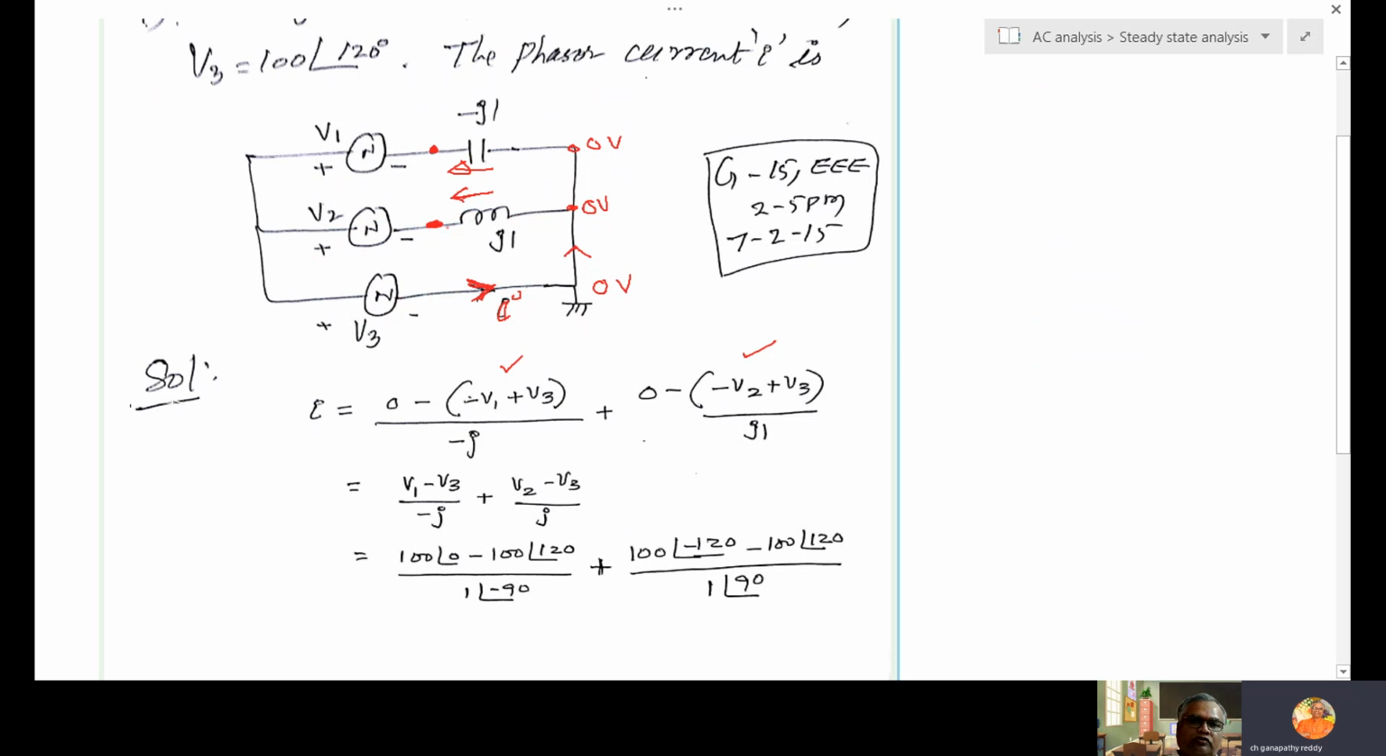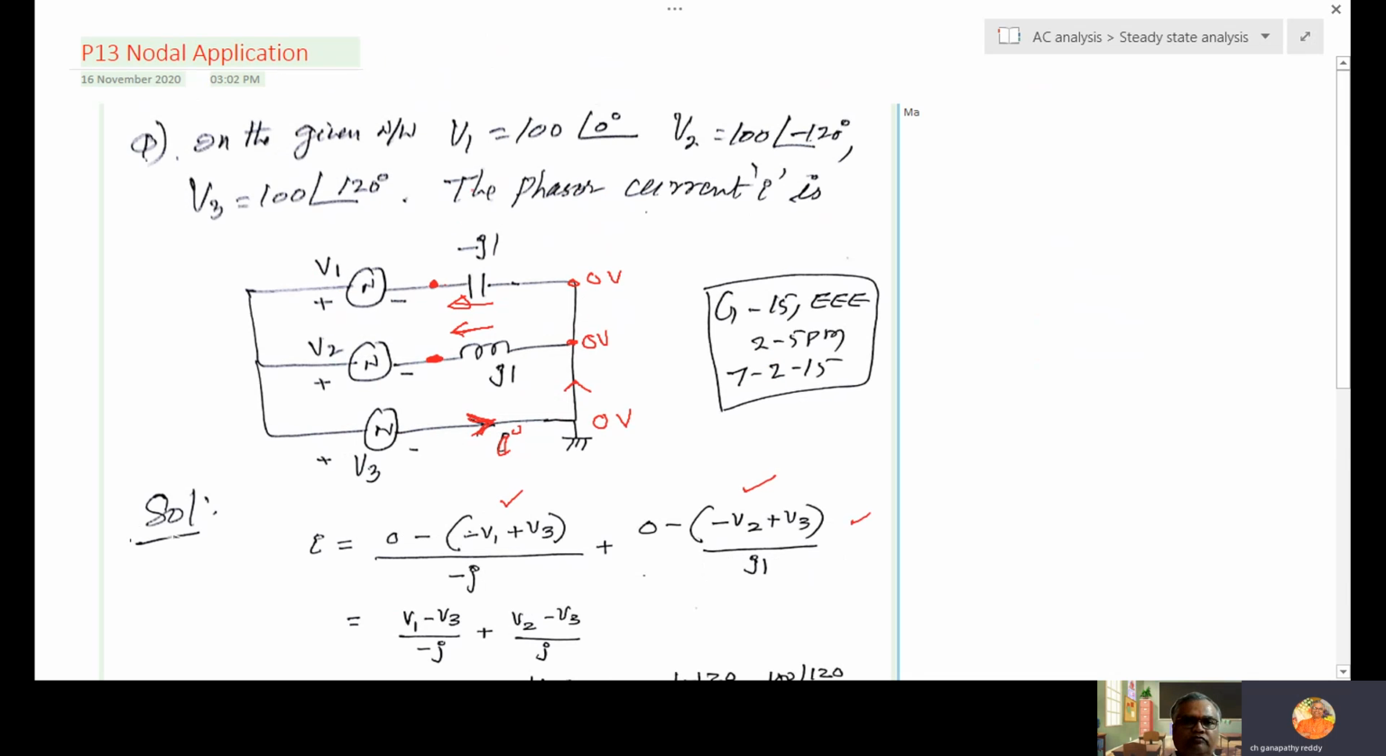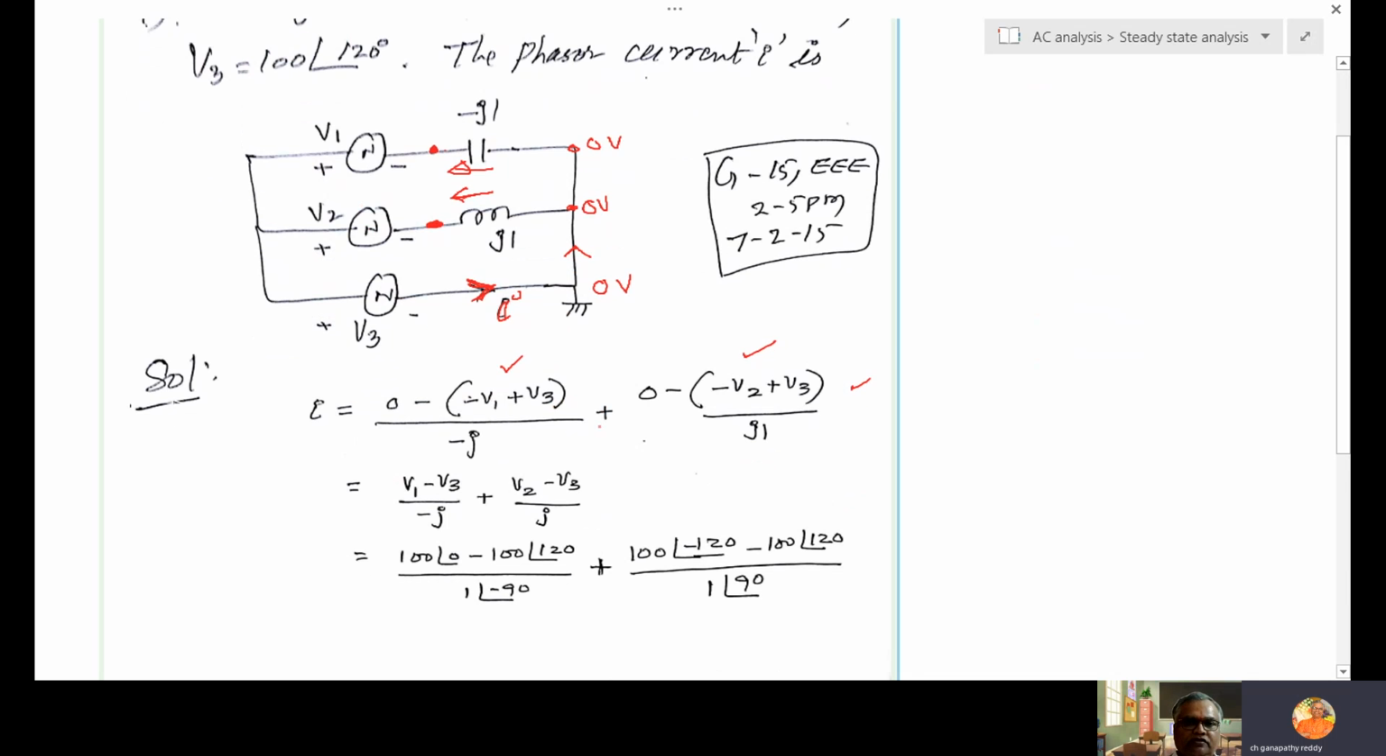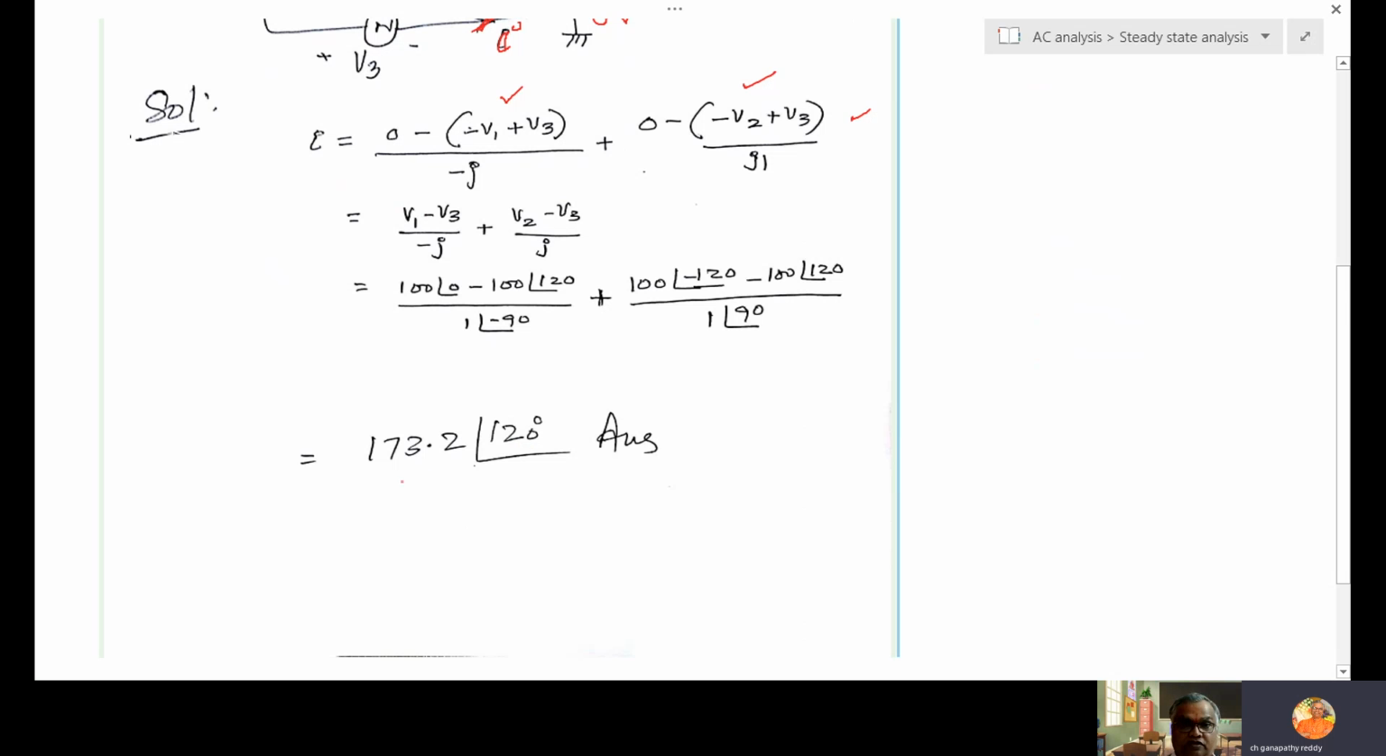That means 0 minus of (minus V2 plus V3) by this one, J, then this current is 0 minus of (minus V1 plus V3) by minus J, the capacitor reactance minus J. So directly I have written the nodal equation: sum of the currents entering equal to sum of the currents leaving. Based on that I have written the equation, and V1, V2, V3 values are already given in the problem. Substitute, simplify, you will get the answer.